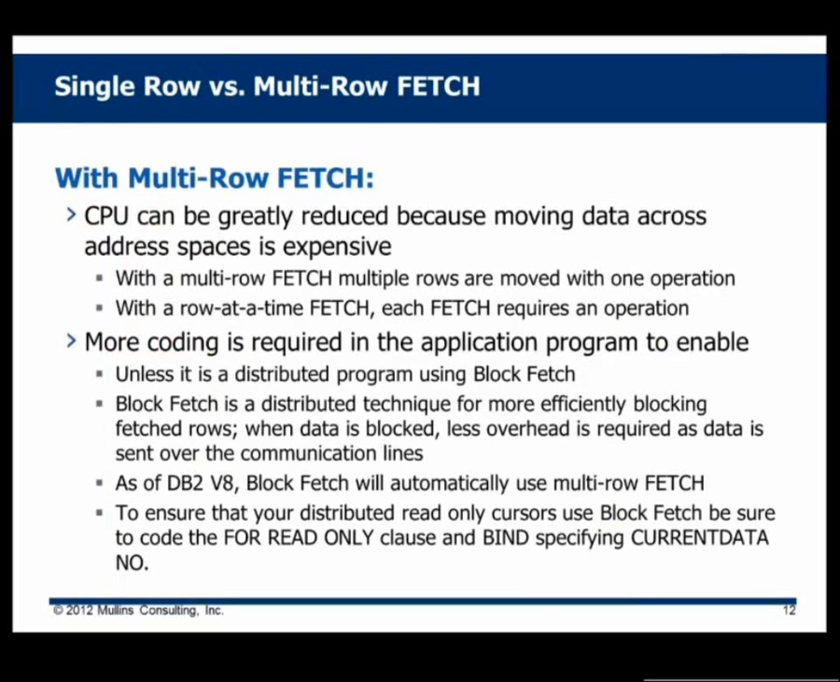So why do it? Well, using multi-row fetch, you can greatly decrease the amount of CPU required because it reduces the movement of data across address spaces. And moving data across address spaces can be an expensive process. Multi-row fetch moves multiple rows with a single operation instead of one at a time, with a row at a time traditional cursor.